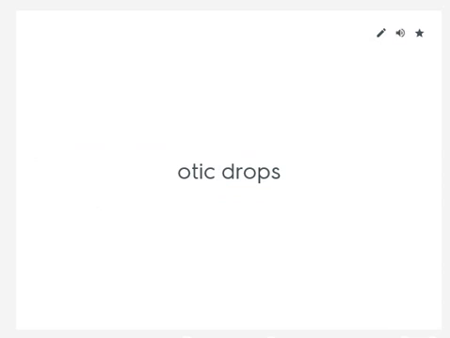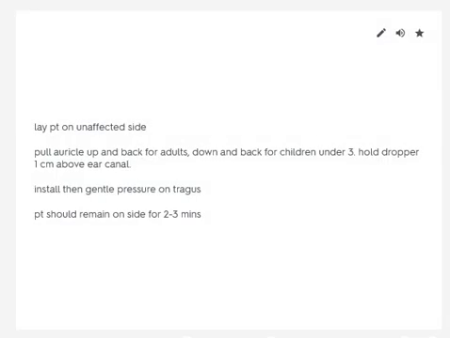Otic drops. Lay the patient on the unaffected side. Pull the auricle up and back for adults, down and back for children under 3. Hold the dropper 1 cm above the ear canal. Instill, then apply gentle pressure on the tragus. The patient should remain on the side for 2 to 3 minutes.